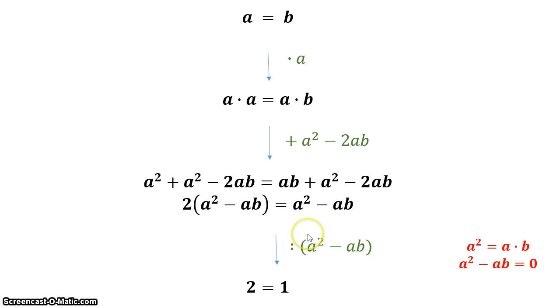So, in the third step, when I divided by A squared minus AB, it means that I divided by 0. And unfortunately, I cannot, because division by 0 doesn't work. It's undefined. I cannot do it. But I did it. And here is my trick.